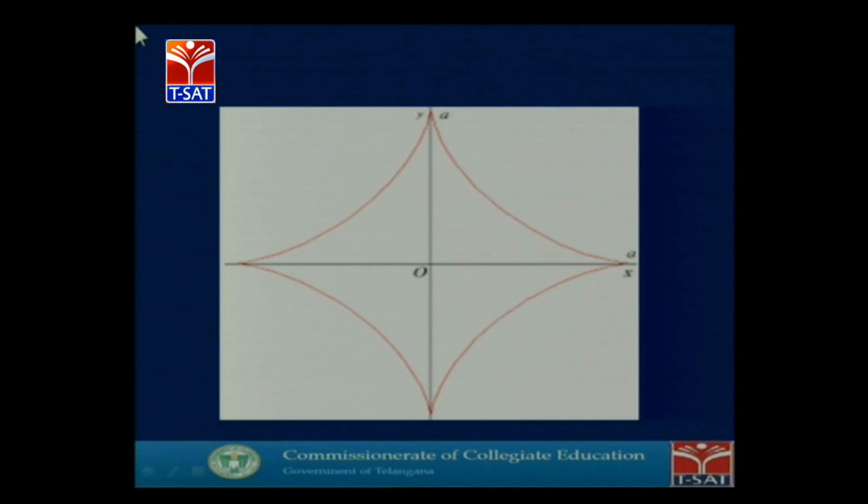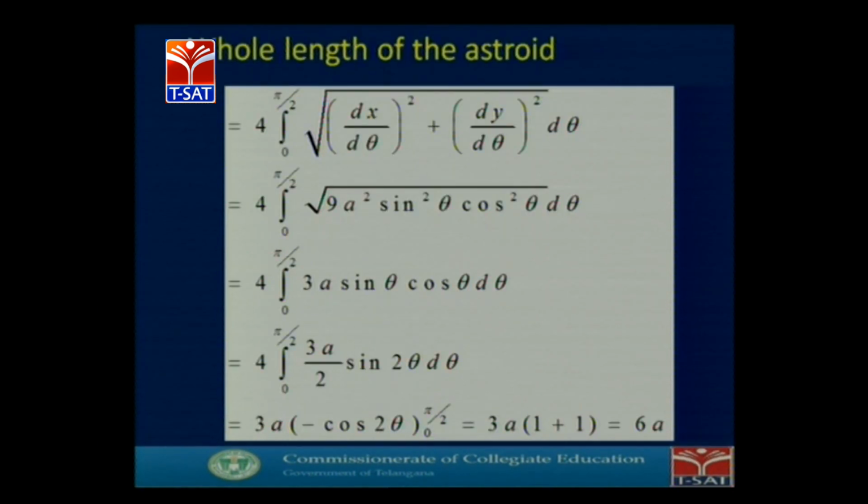So what are the limits for this? Here x is equal to a cos cube theta. On the x axis, theta will be 0, and on the y axis, theta is pi by 2. So what is the whole length of the asteroid? Because we are considering the 4 quadrants, the total length will be 4 times the integral, where theta varies from 0 to pi by 2, of the root of (dx by d theta) whole square plus (dy by d theta) whole square d theta.